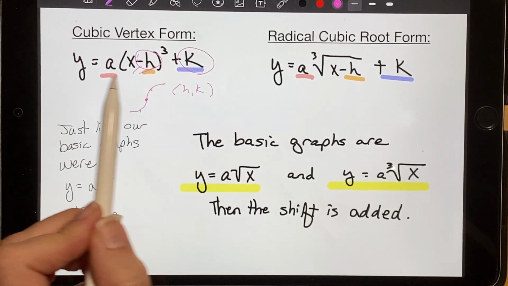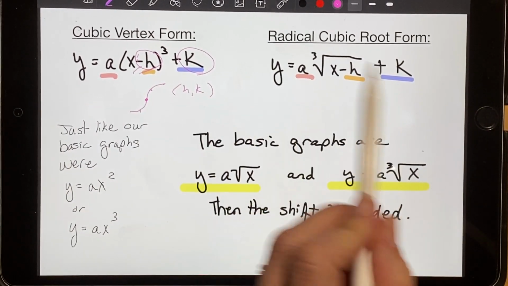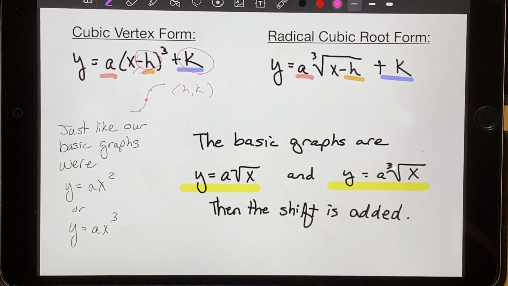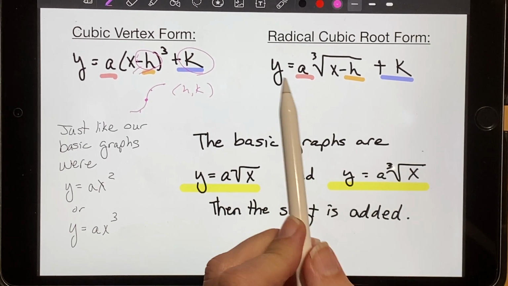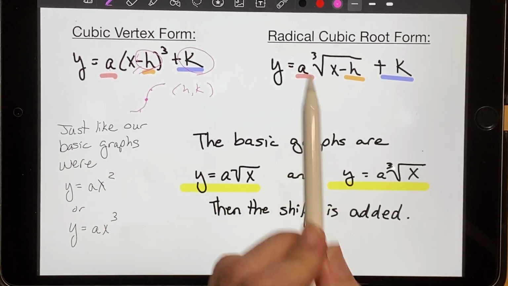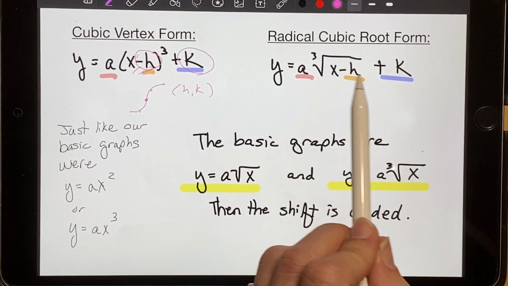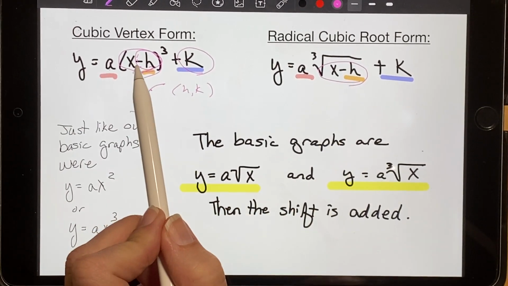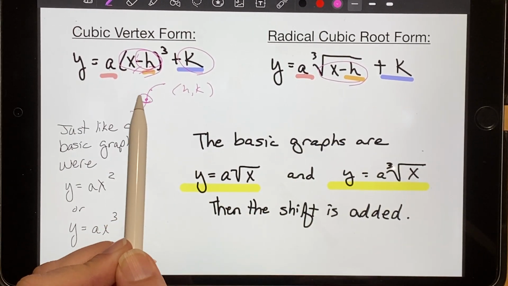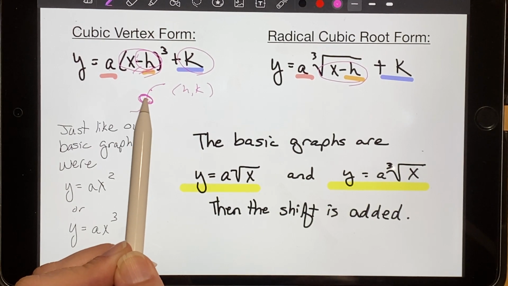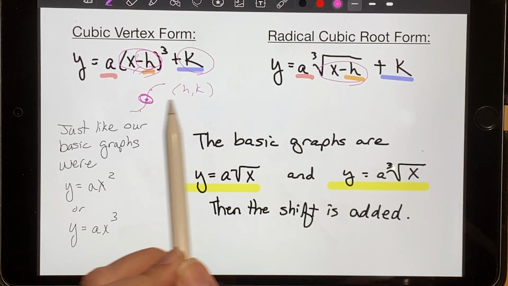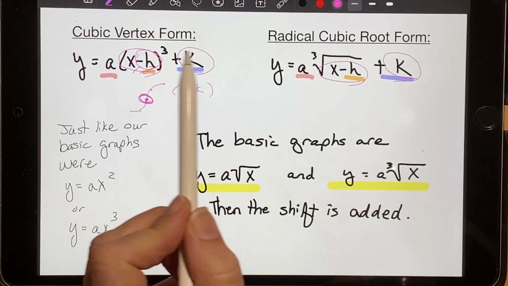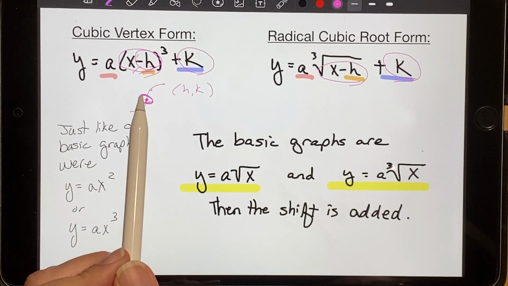So just like that basic graph, we're going to look at the radical cube root form. It follows the same rules that our quadratic followed. Our A stays exactly the same. H is tied up with X. H was tied up with X here. H affects X of where this turning point vertex sits on the graph. K affects it along the y-axis.